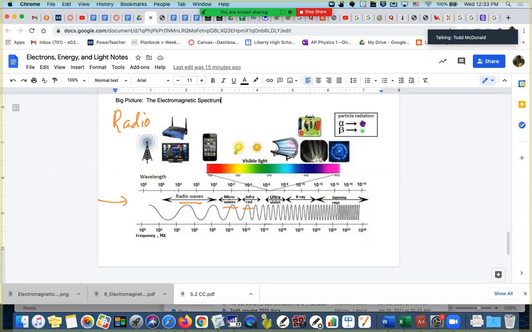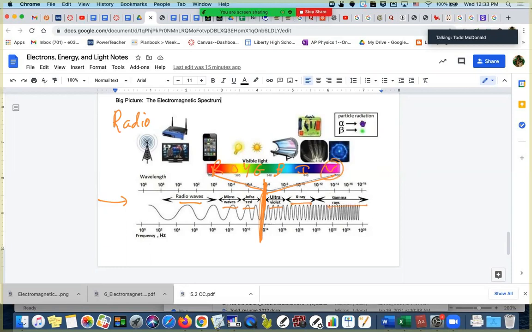Then we have visible light, which fits in about right here on the diagram. That kind of funnels into that spot. It's blown up so you can see the colors here. ROY G BIV, right? So red, orange, yellow, green, blue, indigo, violet, right? And then as you move further to the right, we've got ultraviolet. Hey, that's right next to violet, right? And then X-rays and then gamma rays, okay?